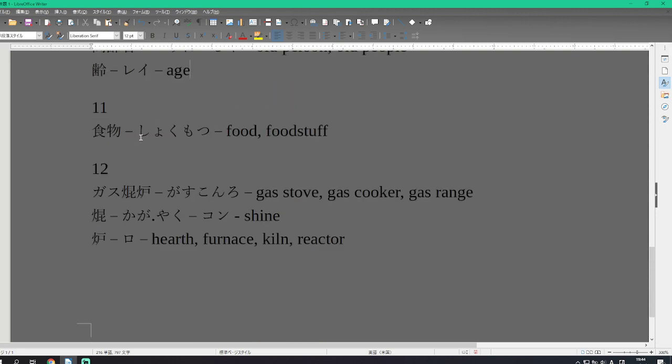Number 11 is shokumotsu. Shoku on the left side is food. Motsu on the right side is stuff. So a literal translation of shokumotsu is food stuff. Shokumotsu is food or food stuff.